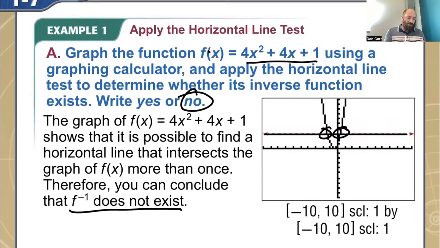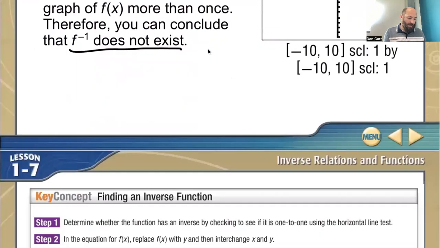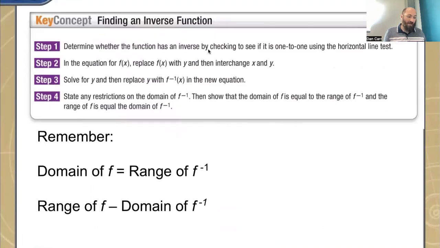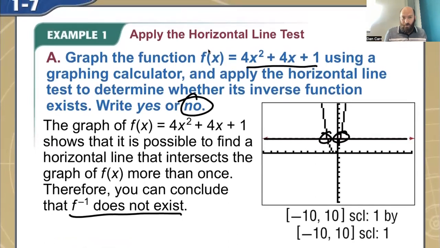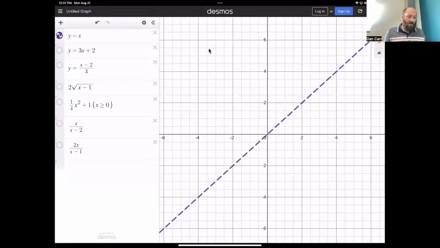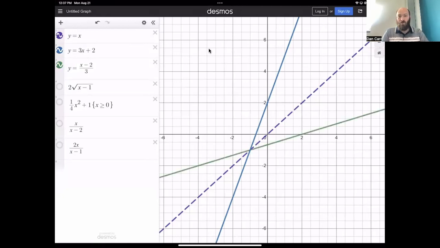This graph is good because it leads us into, before I get into the actual finding of it algebraically, let's quickly talk about what we mean by an inverse. I'll bring up our Desmos here. If I give you a function like this one, here's y equals 3x plus 2. The dashed line is y equals x. An inverse function is one that takes it and flips it. So here's actually the inverse function here.